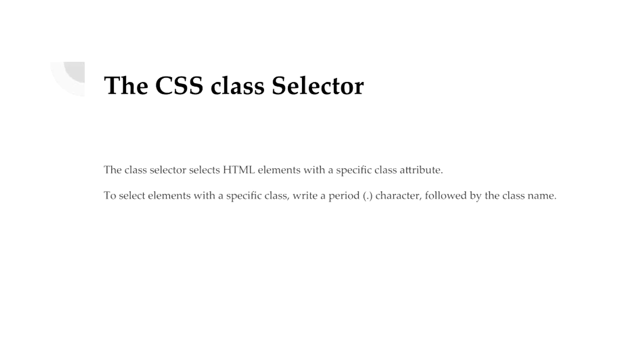The class selector selects HTML elements with a specific class attribute. To select elements with a specific class, write a period, that means dot character followed by the class name. You can also specify that only specific HTML elements should be affected by a class.